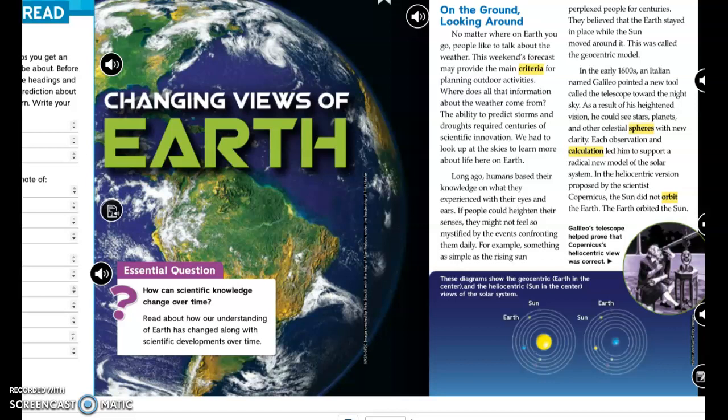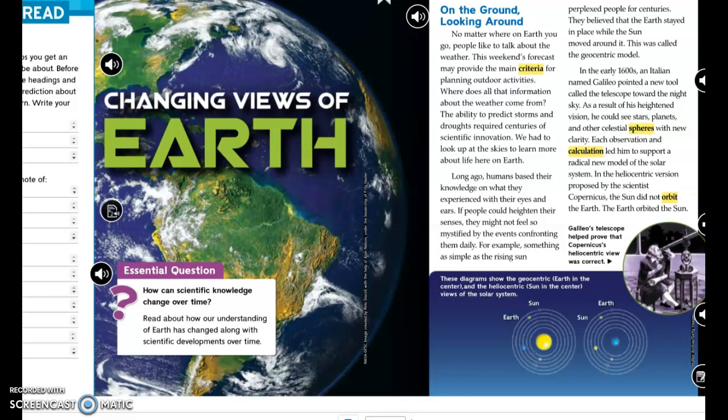But when we're looking at the text features, if I look at this story on Changing Views of Earth, I see a very big title, Changing Views of Earth, and I see the picture of the Earth. That is a text feature. If I look over here, I'll see that the text features also include things like your titles or your subtitles, "on the ground looking around." And that subtitle basically gives us an idea of what the main idea is in that first paragraph.